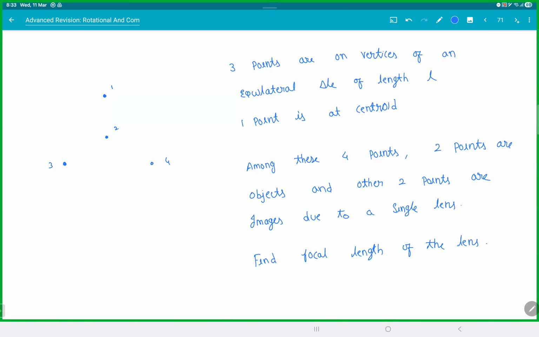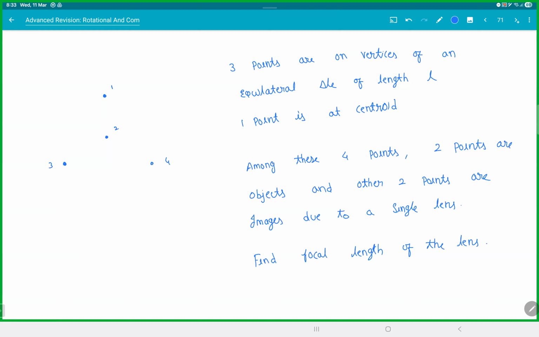So we have 4 points, 3 on the vertices of an equilateral triangle, 1 at the centroid. Among these 4 points, 2 are images and 2 are objects. Which 2 are objects, which 2 are images? Nothing is given, so you have to figure out which will be an object and which will be an image. The side of the triangle is L. Just get me the main equations, no need to simplify. How do you approach this?